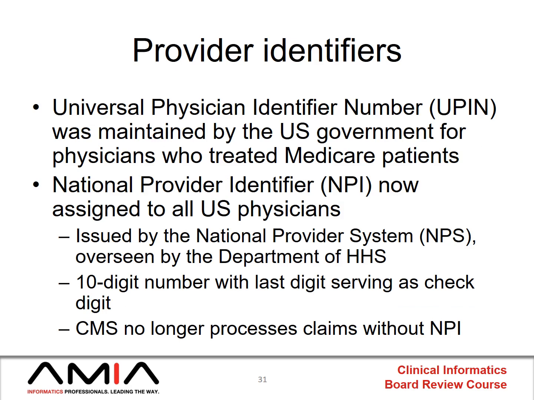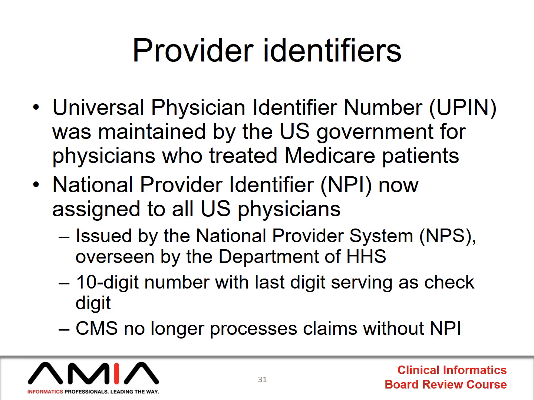Much less controversial than patient identifiers are provider identifiers. The US used to have the Universal Physician Identifier Number, or UPIN, and this was maintained by the government for physicians who treated Medicare patients. Of course, not all physicians treat Medicare patients, especially, for example, pediatricians.